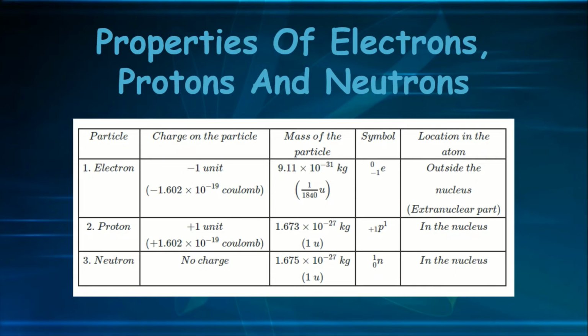Properties of electrons, protons and neutrons. Particle electron. Charge on the particle is minus 1 unit. Mass of the particle is 9.11 into 10 to the power minus 31 kg. Symbol is this, and location in the atom is outside the nucleus.